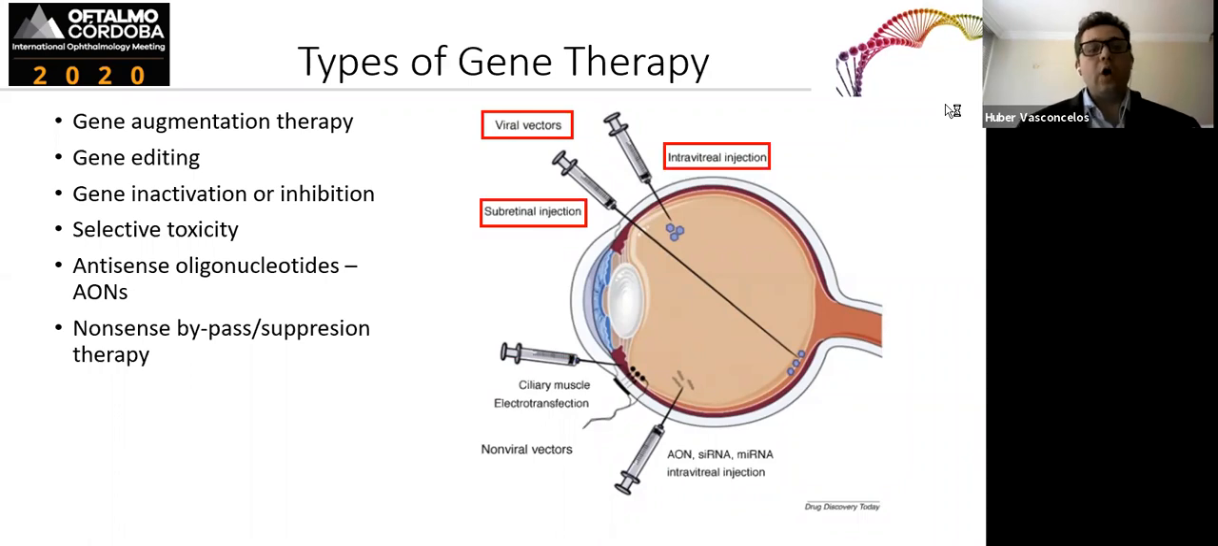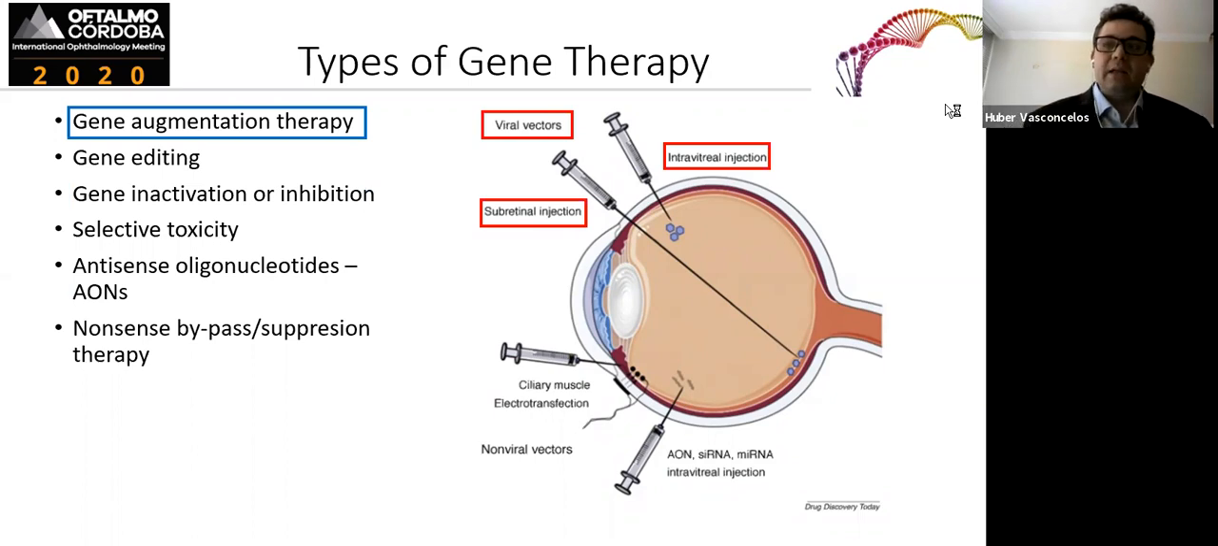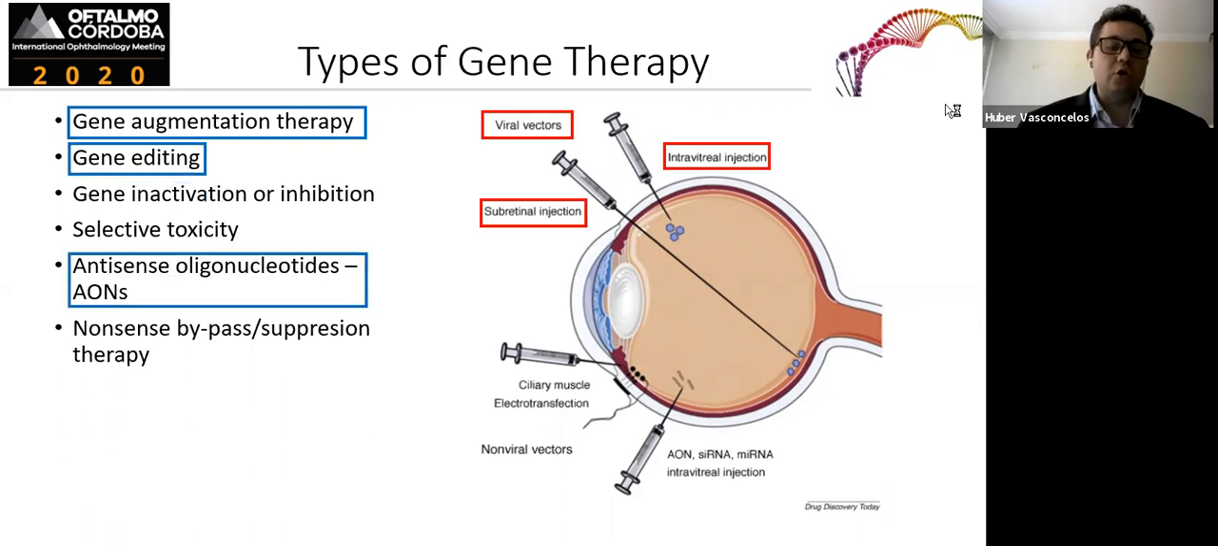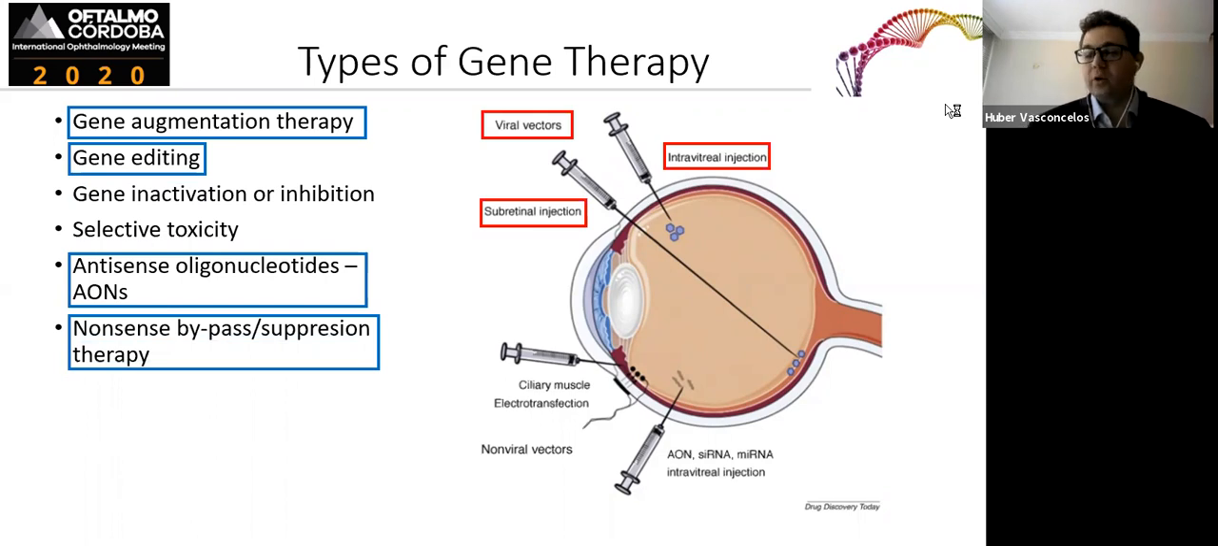About the gene therapy itself, and the viral vector and the subretinal and intravitreal injection that we talked about, there are some types by which the gene will be changed in our organs. The main one is gene augmentation therapy, the type where we put genetic material into our body, and that's the main one when we are talking about gene therapy. The other ones I put together in this main classification of types of gene therapy, but they actually act in different ways, although they make a change in the genetics. That includes gene editing, antisense oligonucleotides, and nonsense bypass therapy. I marked these ones mostly because they are the ones that have clinical trials nowadays in ophthalmology diseases.